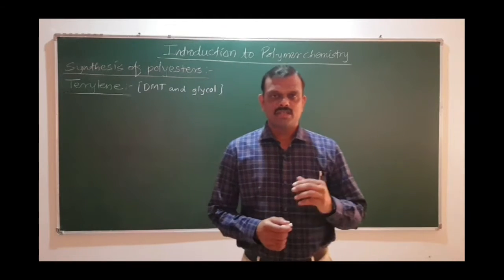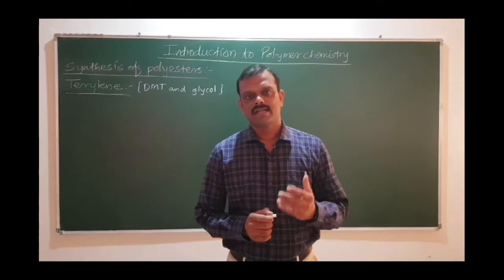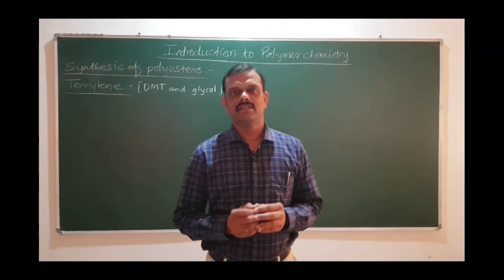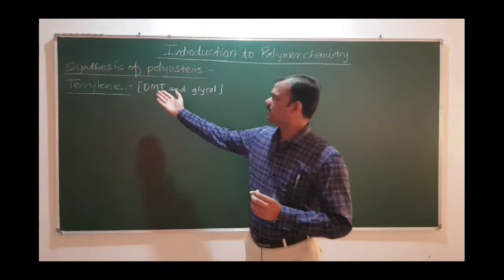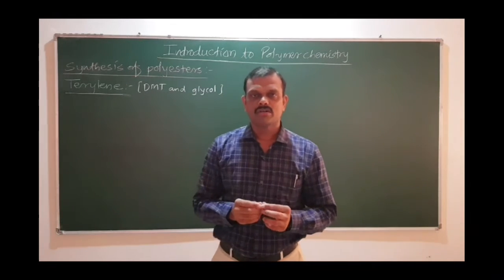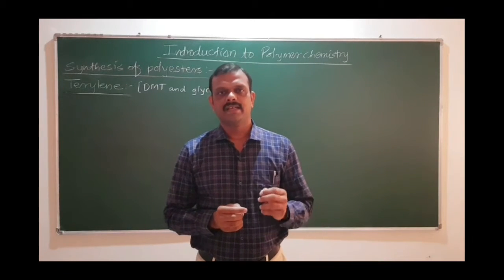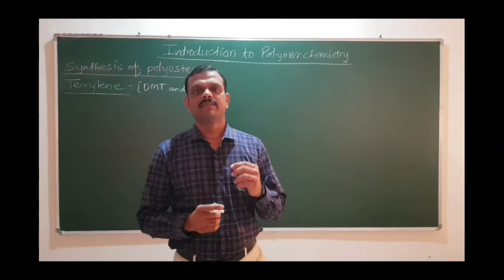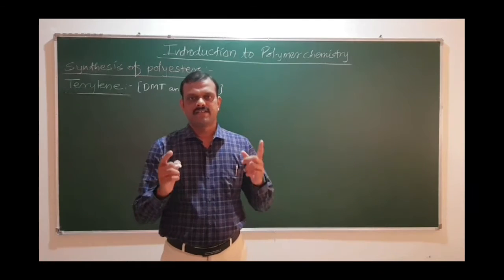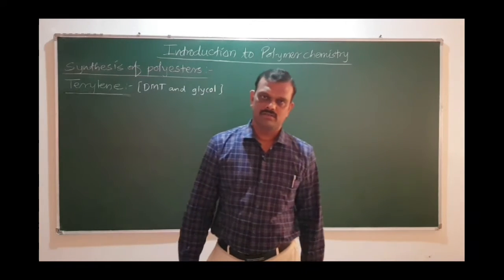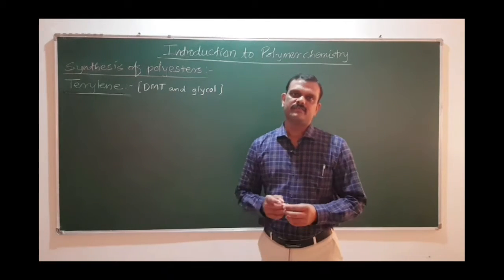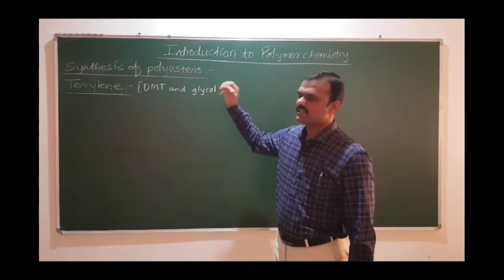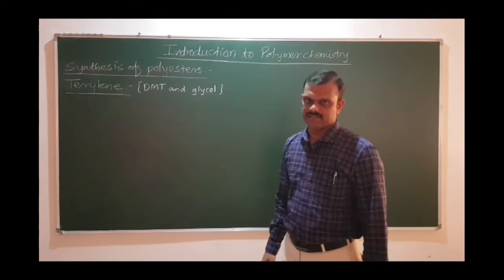Terylene is a polymer obtained by polymerization of DMT and ethylene glycol. DMT stands for dimethyl terephthalate. It is an ester of terephthalic acid and it reacts with ethylene glycol. Ethylene glycol is a vicinal diol. Now we are going to study the synthesis of terylene.